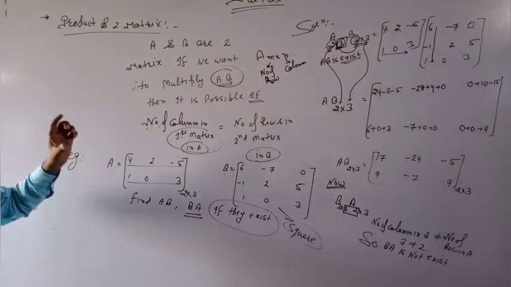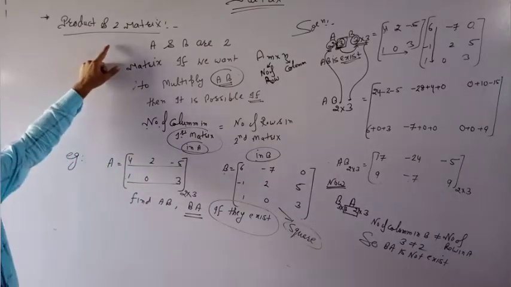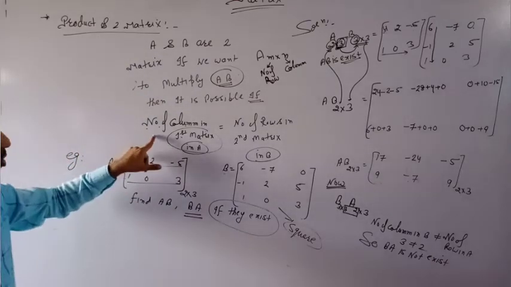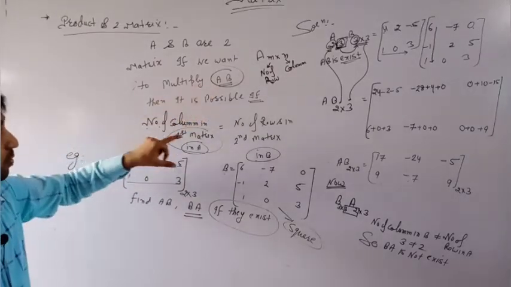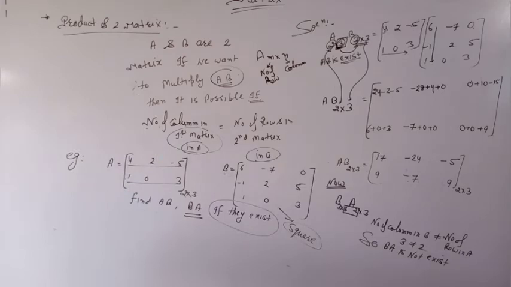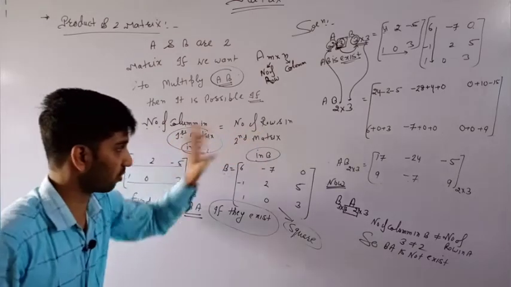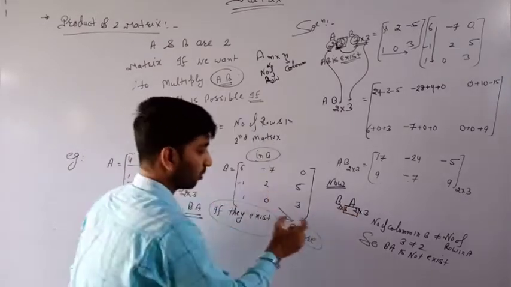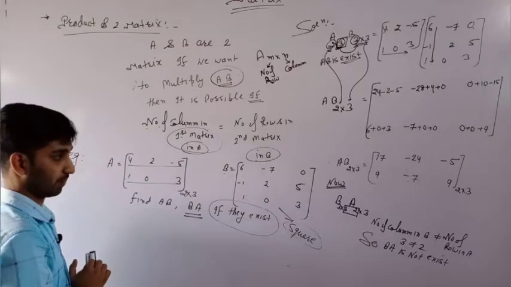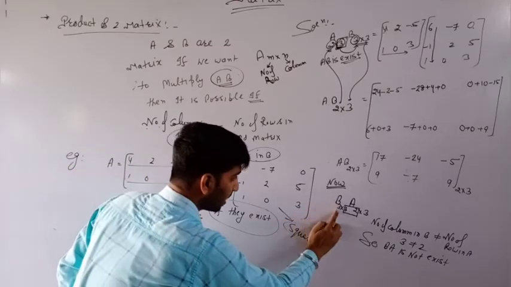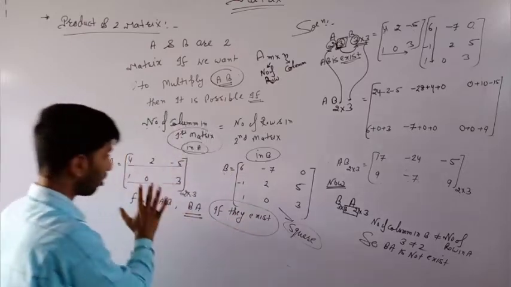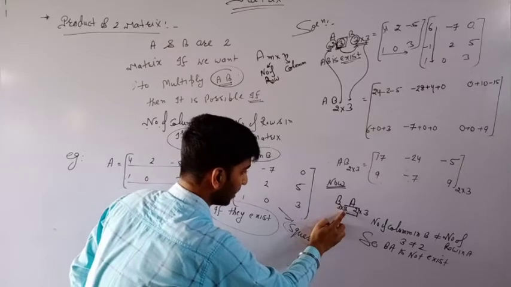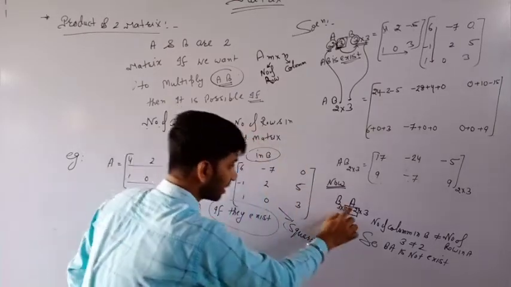It is a very simple topic. The product of two matrices will be possible if the number of columns in the first matrix is equal to the number of rows in the second matrix. For example, if we want to find BA in this example, the order of B is 3 multiply 3, and the order of A is 2 rows, 3 columns, 2 multiply 3. The number of columns in the first matrix B is 3 and the number of rows in the second matrix is 2.